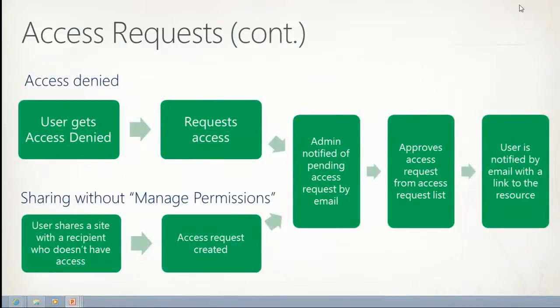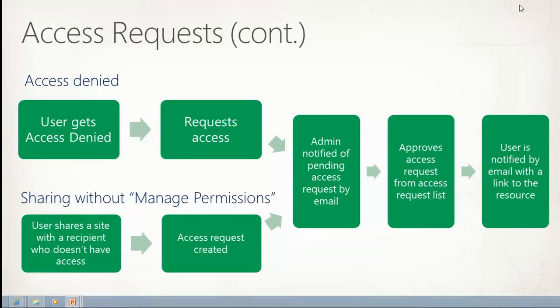Let's look at both flowcharts. By the way, we're going to have lots of flowcharts. This is just one of them. So access denied. Pretty obvious. User lands on a page, gets access denied, requests access. The email that was specified in the property will get an email asking for access. There'll be a link in the email that will directly launch the access request list. Admin can go to this list, decide on whether he wants to approve it or decline it. He can decide on what permission he wants to grant this user. And when he does that, that is when the user gets notified by an email that he has access. He has a link in the email, click on it, that's it, done.